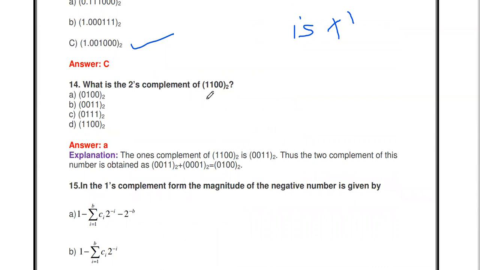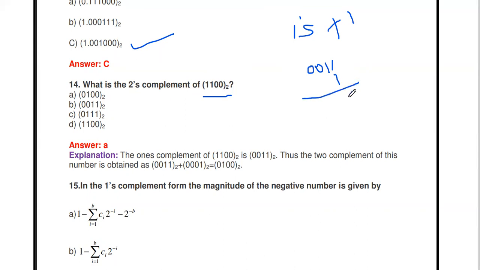Then what is the 2's complement of 1100? For this binary number, first we have to take the 1's complement. The 1's complement is nothing but 0 is replaced by 1 and 1 is replaced by 0. So for 1100, we will get 0011. Then for this 1's complement answer, we have to add 1.